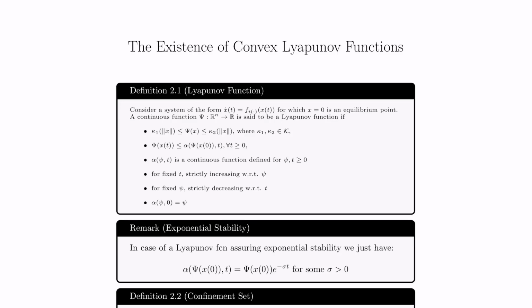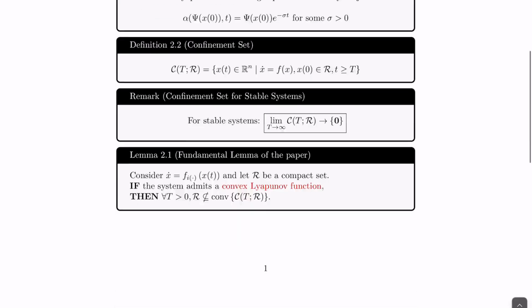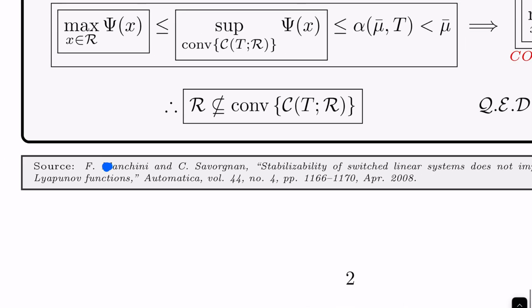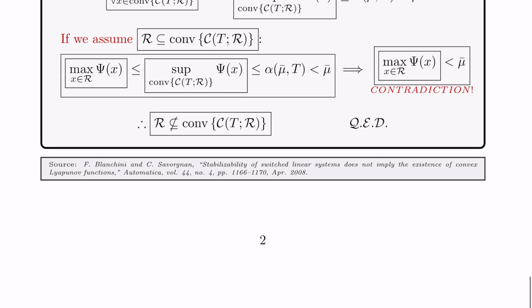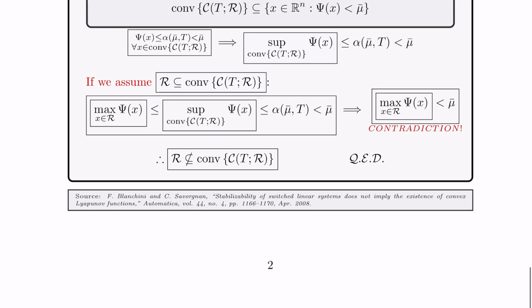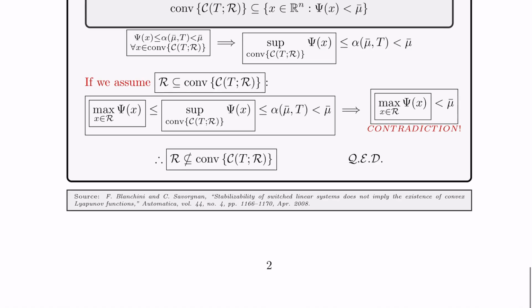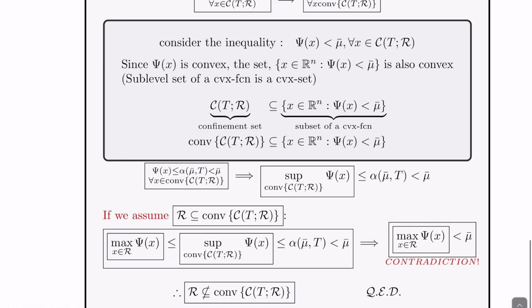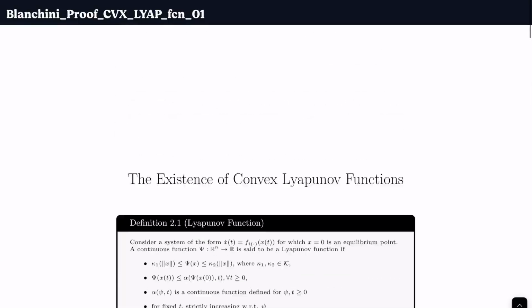Everyone, today we're going to look at this paper or this subject, existence of convex Lyapunov functions. Let me check the source material. Yeah, the source material is this one, by Blanchini and then Savorgnan. I just deleted the names. "Stability of switched linear systems doesn't imply the existence of convex Lyapunov functions." This comes from the Automatica journal and was published in '08.